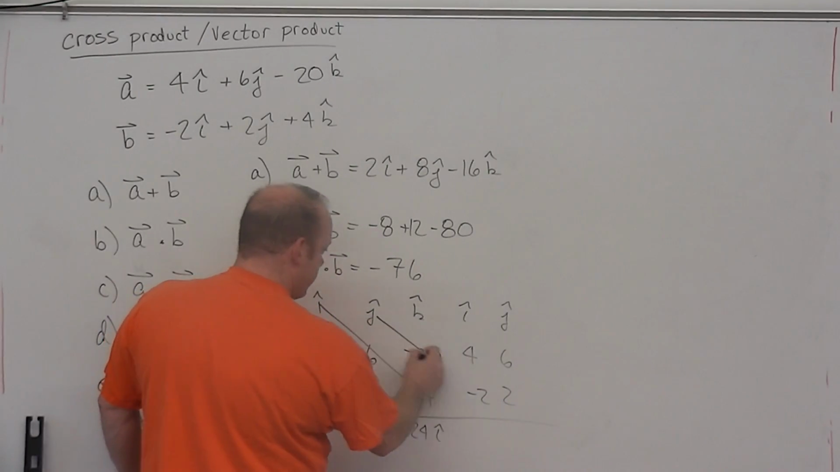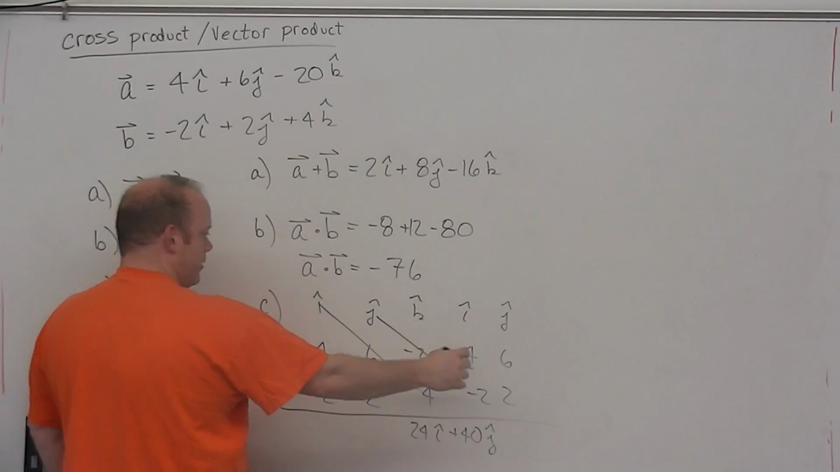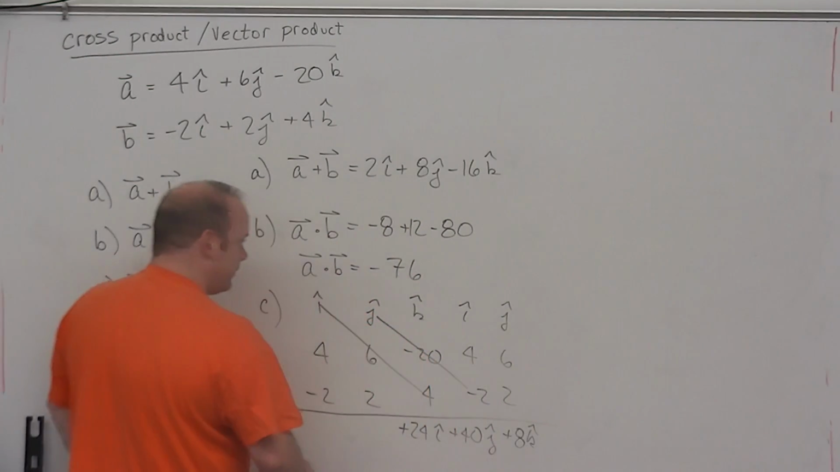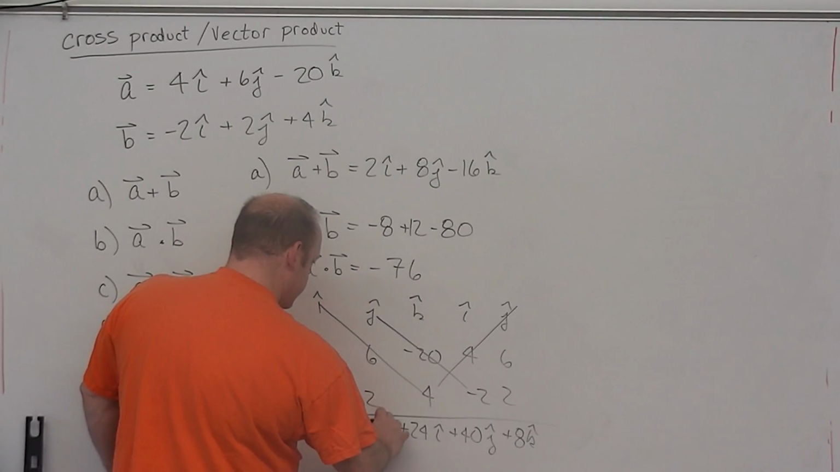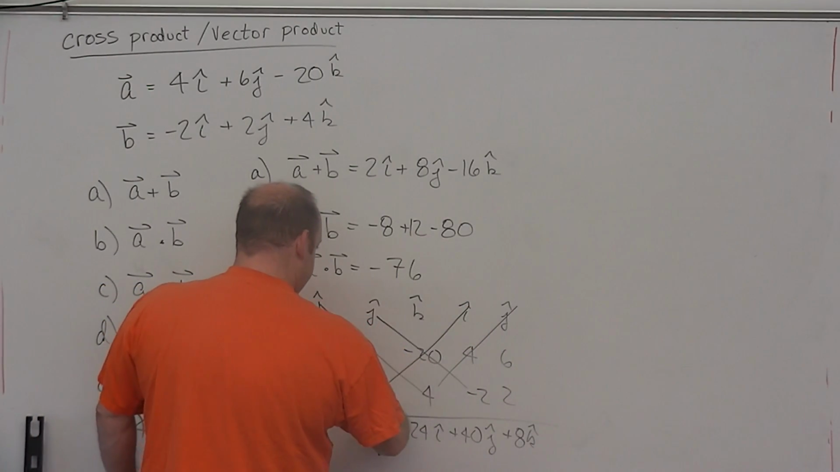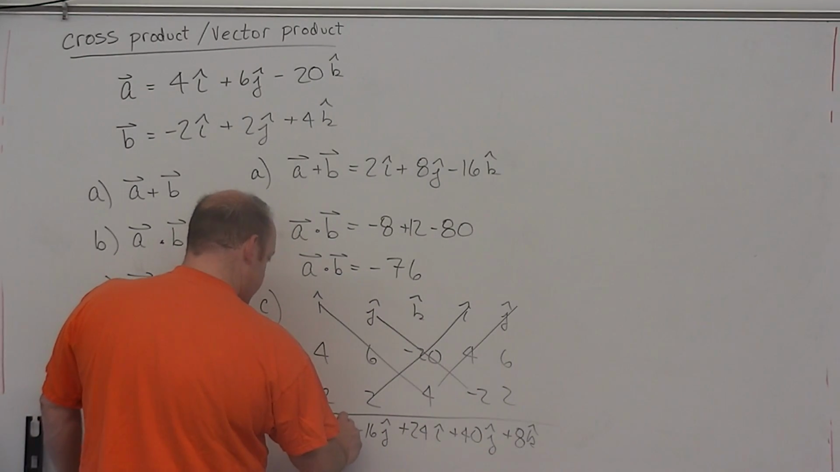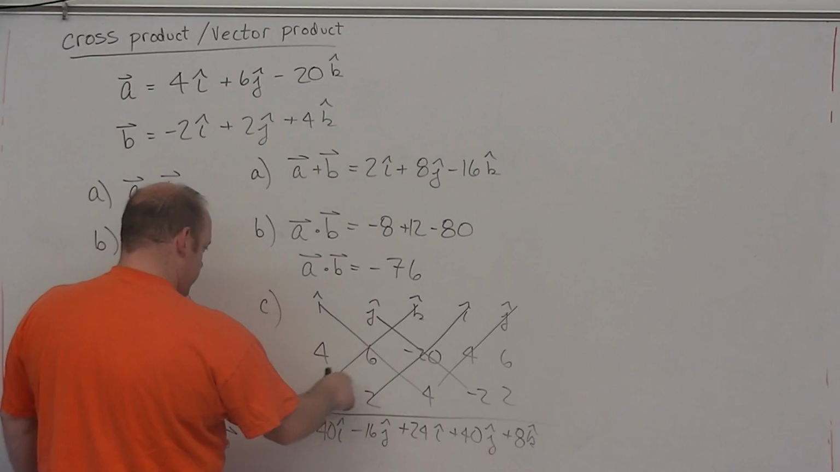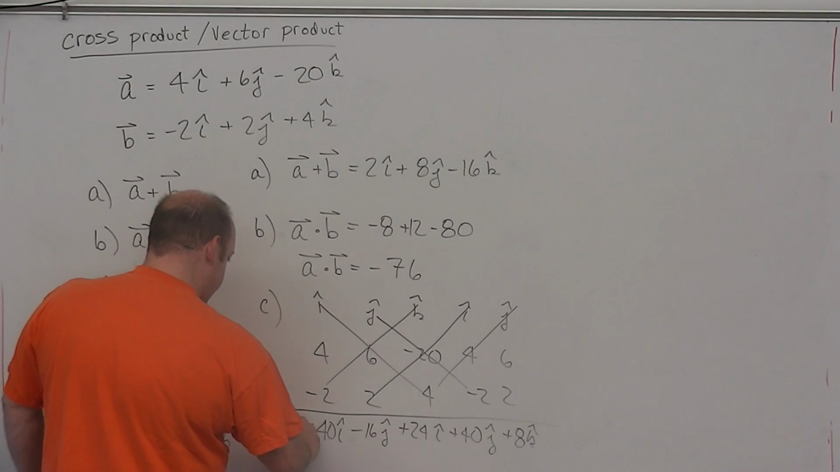24i hat plus 40j hat plus 8k. This is positive, so I come back this way. Negative 16j hat. This is negative 40, but negative again, it's positive 40i hat. It's negative, negative 12, but negative again makes it positive 12k hat.